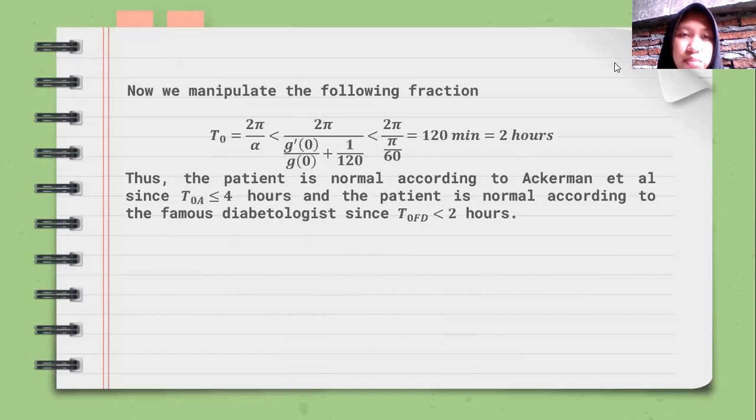And now we manipulate the following fraction. T0 equal to 2 pi over alpha, less than 2 pi over (minus G prime(0) over G0 plus 1 over 120), less than 2 pi over pi over 60, equal to 120 minutes, equal to 2 hours. Thus, the patient is normal according to Ackerman et al. since T0 is less than or equal to 4 hours, and the patient is normal according to the famous diabetologist since T0 is less than 2 hours.